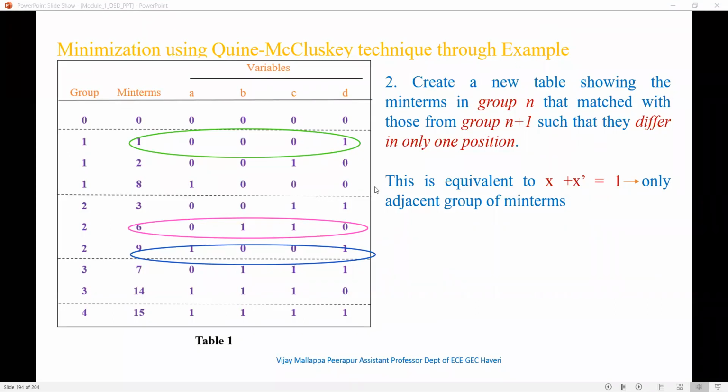Whether it is a K-map or the Quine-McCluskey method, it still works on the Boolean algebra concept. Right? We still look for logically adjacent terms. When I say logically adjacent, we still use the relation x or x bar is equal to 1.